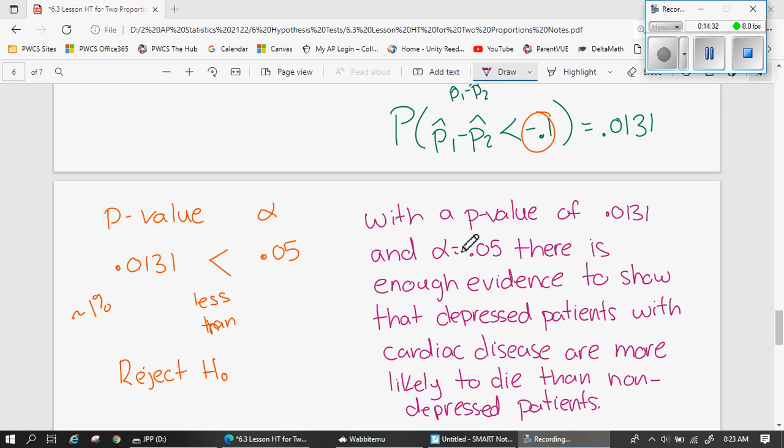Because we rejected the null hypothesis, we have enough evidence to show this thing. So we're going to say we have enough evidence. You don't need to state in there that we've rejected the null hypothesis. This is a result of rejecting it. And then we want to say, what does this show? Well, it shows that depressed patients with cardiac disease are more likely to die than non-depressed patients. And so this can open up an opportunity for doctors to work on a cardiac patient's mental state to try and improve their ability to survive their cardiac disease. This is important information, and so this research would be helpful in that.